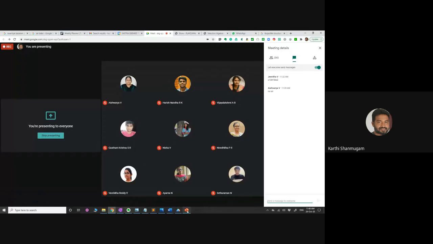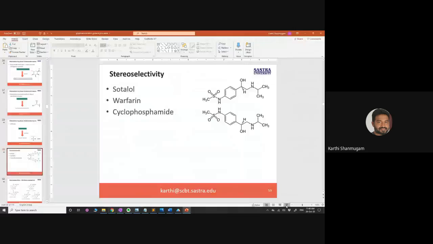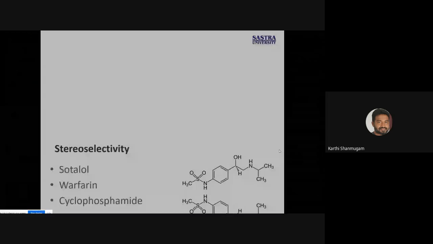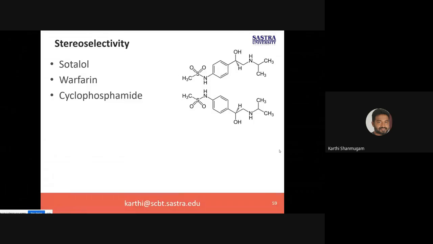Okay, so then the next topic is stereo selectivity of the drug molecule for cytochrome P450. The metabolism, depending upon the structure of the molecule, the metabolism route may differ.